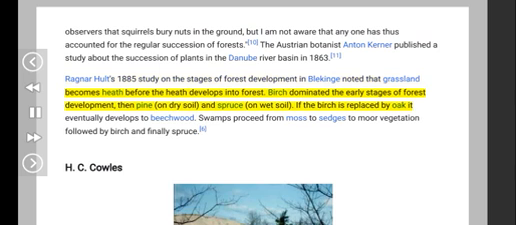Birch dominated the early stages of forest development, then pine on dry soil and spruce on wet soil. If the birch is replaced by oak, it eventually develops to beechwood. Swamps proceed from moss to sedges to more vegetation, followed by birch and finally spruce.